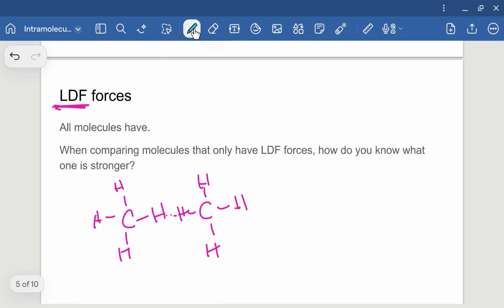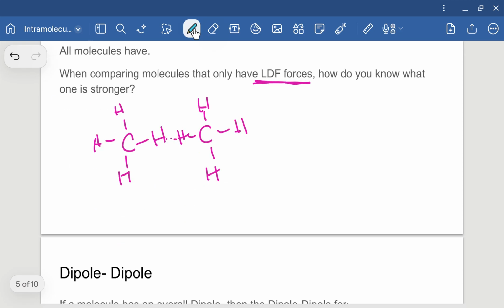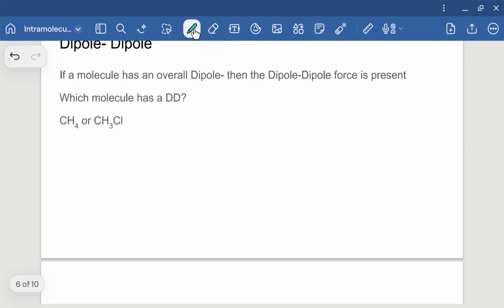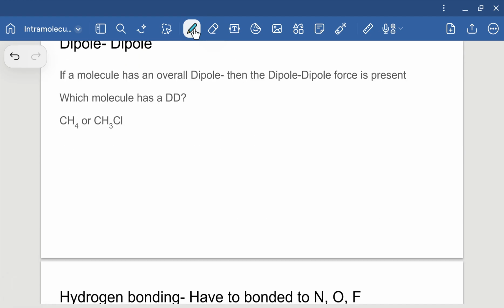If you only have LDF forces, how do we know which one is stronger? So if we're comparing molecules, which we will in an example, and you only have LDF forces available, then the next thing you look at is your number of electrons, because that will also determine how strong your bond is. And the more you have, the stronger it will be. Now, the next force is dipole-dipole. When you looked at your bonding unit, you want to see if there's a dipole present in your molecule. And if there is, then it has a dipole-dipole force.